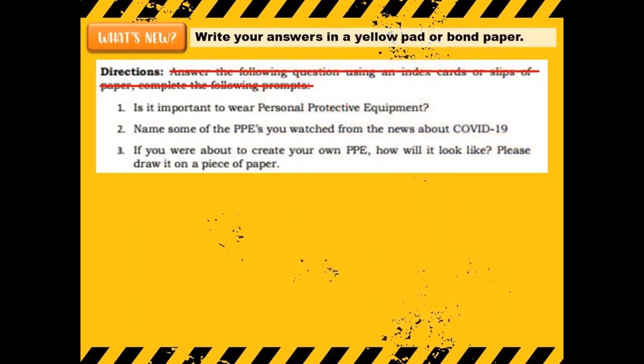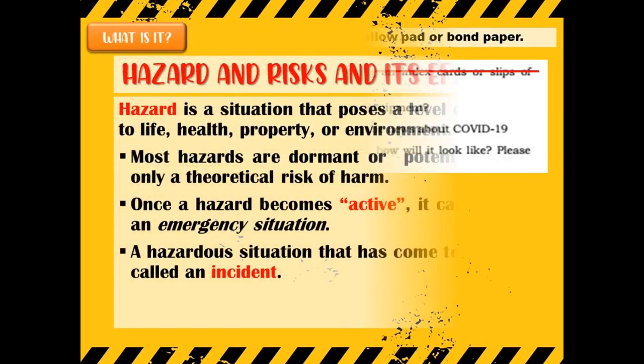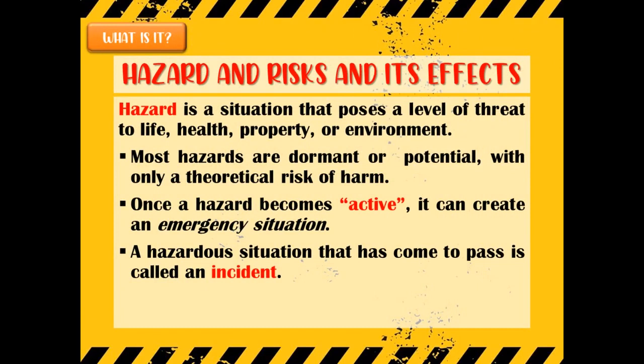In the next activity, What's New, you have to write your answers in a yellow pad or bond paper. You have to answer questions 1 to 3 and write your answers in a complete sentence. In question number 3, if you were about to create your own PPE, how will it look like? Please draw it and color it. Hazard and risk and its effects.